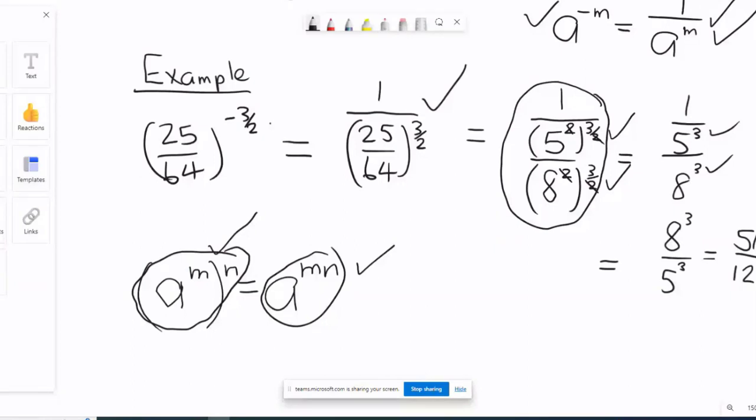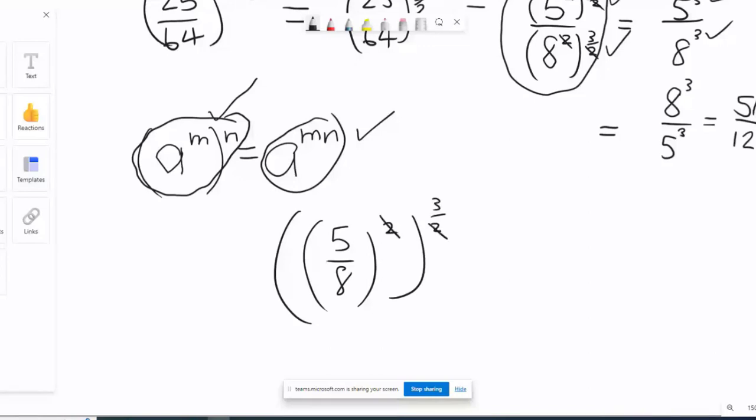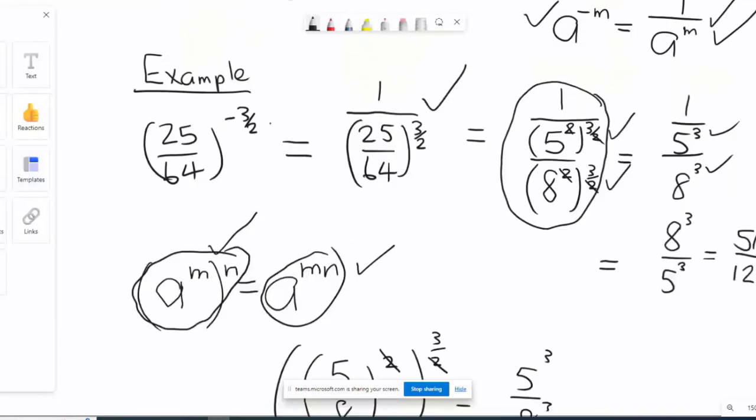Okay. Yeah. If you want to, I can just write 5 over 8 squared, all to the 3 over 2. Again, all to the n. Yes. Can you see that? There's another way. And then you also have the 1 on top, of course. I just worked without the 1 now. Can you see that? Okay. Great, no problem.